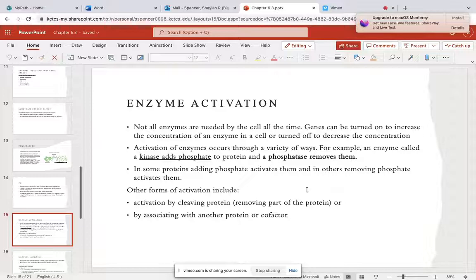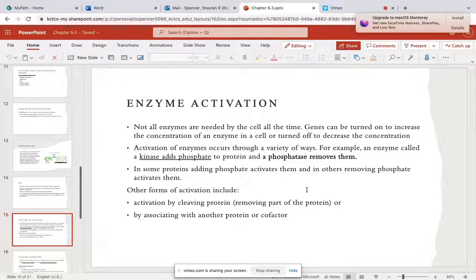Activation of enzymes occurs through a variety of ways. This is probably more important. In order to affect the speed of a reaction, we can have activation or deactivation of enzymes. There's something called a kinase, and a kinase is responsible for adding a phosphate group. This will continue to show up later on for those of you who are interested in the biological sciences. You'll hear this until you're blue in the face: kinase and phosphatase. Phosphatase means removing of a phosphate group, whereas a kinase is an addition of a phosphate group.